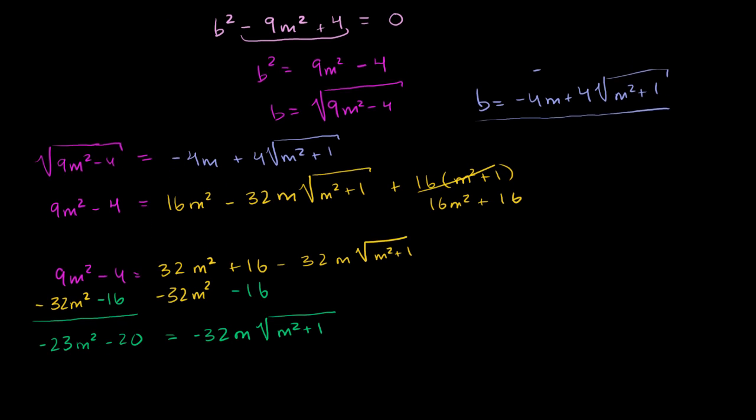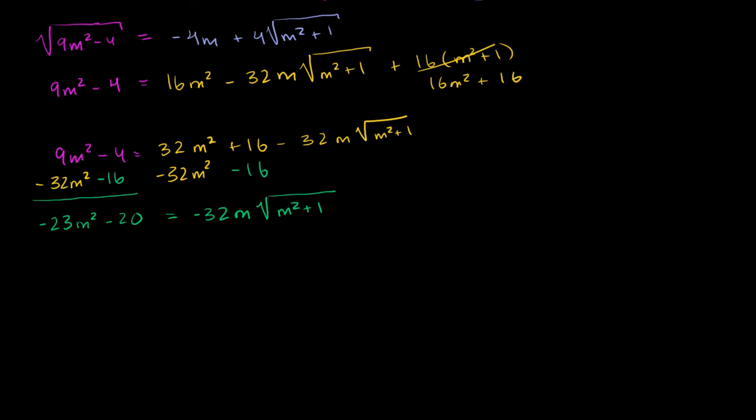Now we can square both sides of this equation. It's not the cleanest problem in the world, but hopefully if we haven't made any mistakes, we'll get someplace productive. Actually, let's multiply both sides of this equation times negative 1, just to make it positive and simplify things. You square the left-hand side of the equation, we get 23m squared, squared, plus 2 times 20 times 23m squared, plus 20 squared, which is 400, is going to be equal to 32m squared times m squared plus 1.